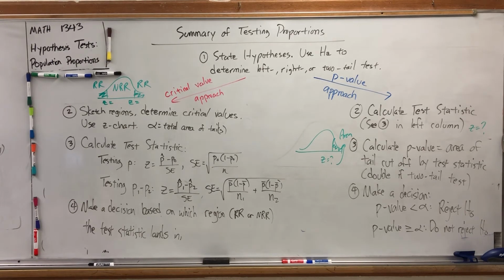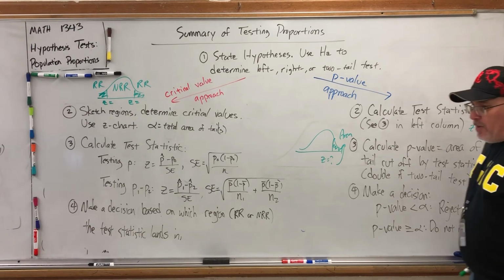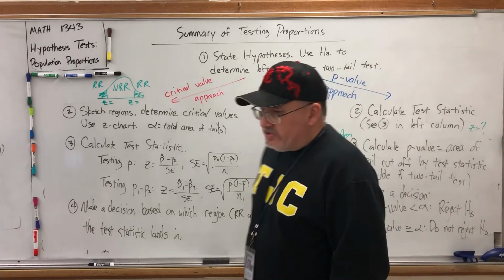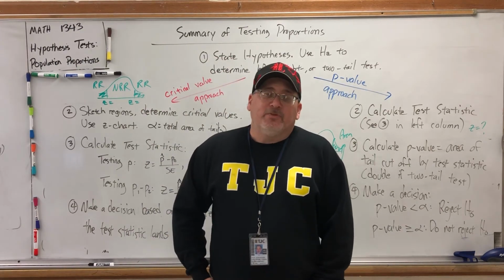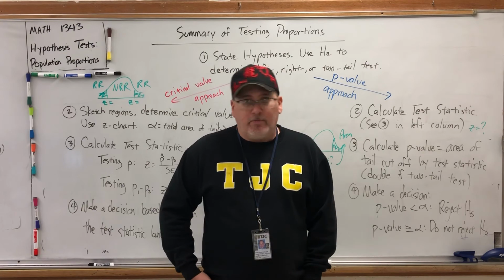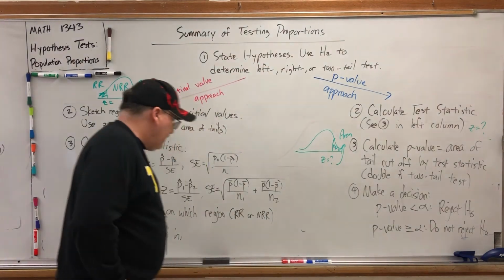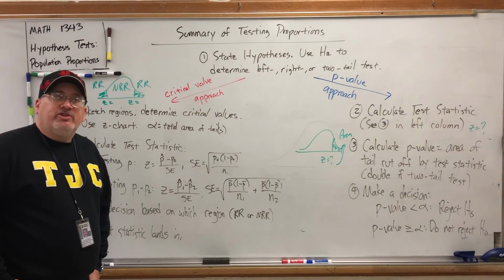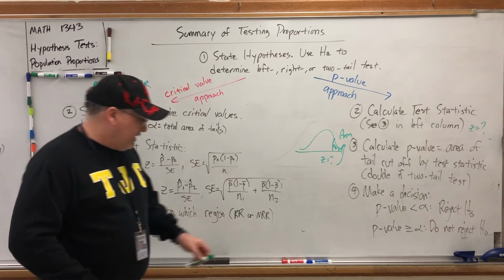And then you make a decision based on whether your p-value is less than the significance level or greater than or equal to. Just remember, small p-value means reject the null hypothesis. Small p-value means the probability of what we saw was so low that the null hypothesis is probably wrong. And of course, on both of them, you would answer the question in context if there were a context in which to answer the question.